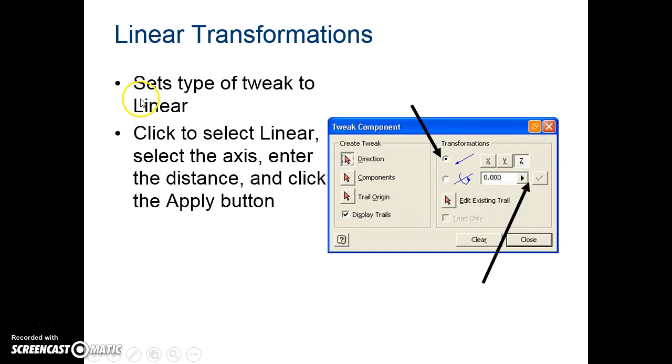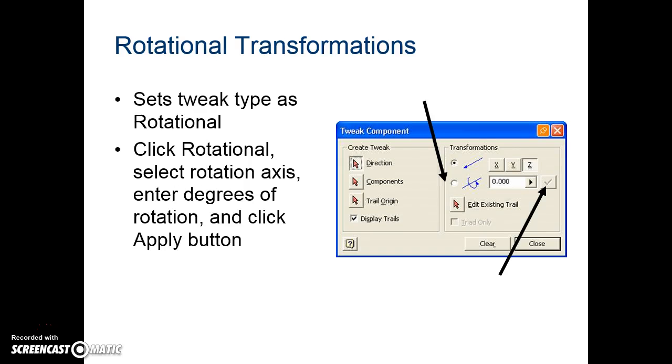Linear transformations: set type of tweak to linear. So if you want it to be linear, you can move it outward on the X, Y, or Z plane. Click to select linear, select the axis, enter the distance, and click the apply button. So it can either be linear, so back and forth on any of those axes, or it can be rotational. And here, you can set the tweak to rotational. Click rotational, select rotation axis, enter degrees of rotation, and click the apply button. So you can have it spin around on these X, Y, or Z axes.